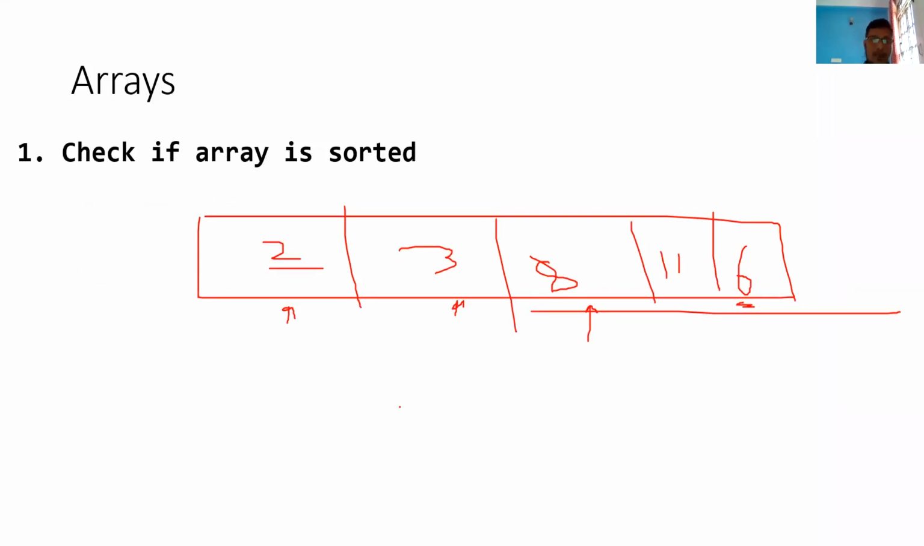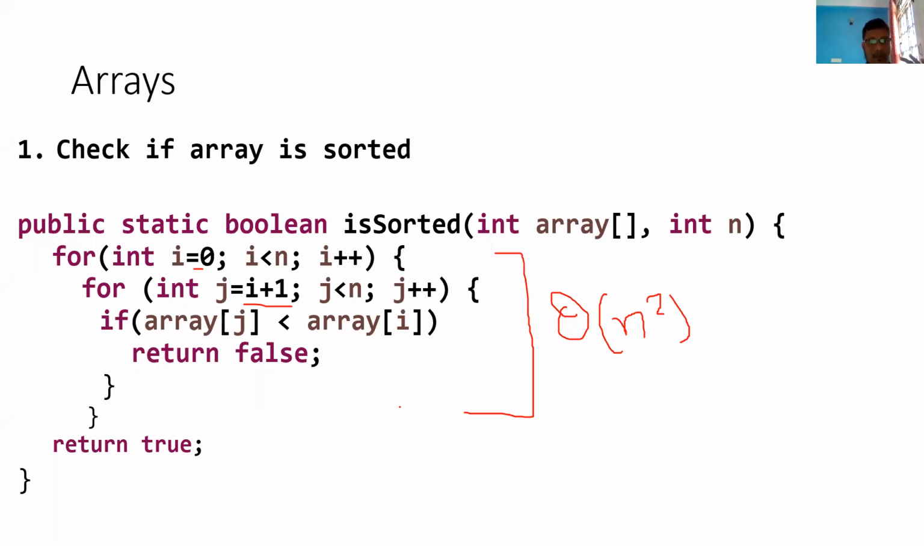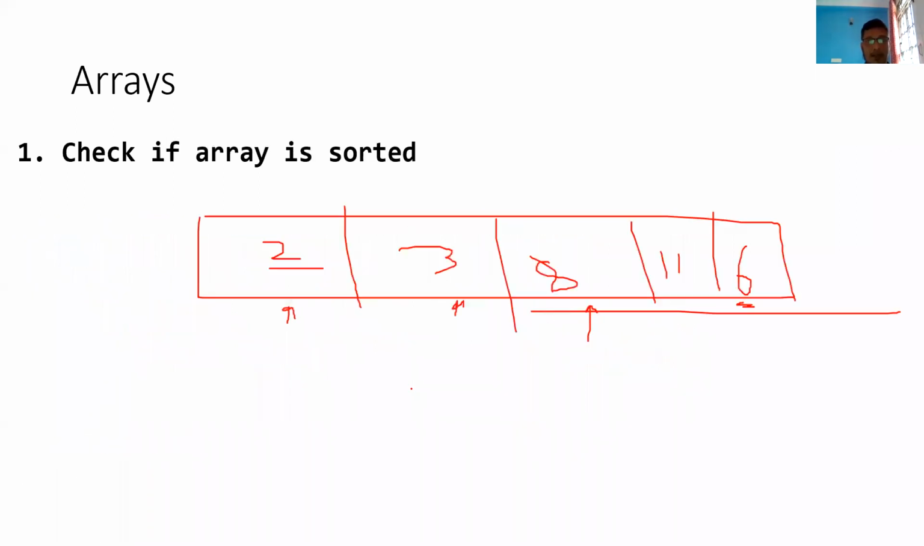So can we do much better than this? This is a naive approach. We know how this can be done, but can we do better than theta of n square? Does any solution exist? Definitely, because whenever we say an array is sorted, we know that there is a property.